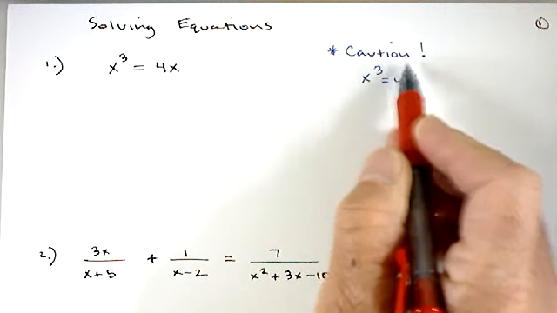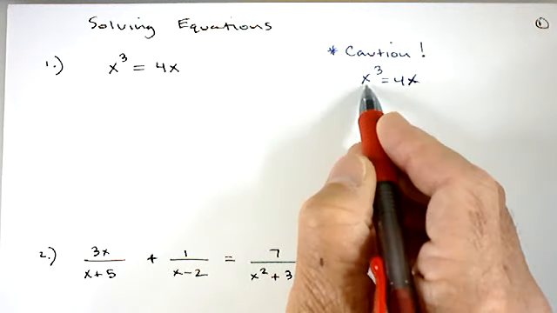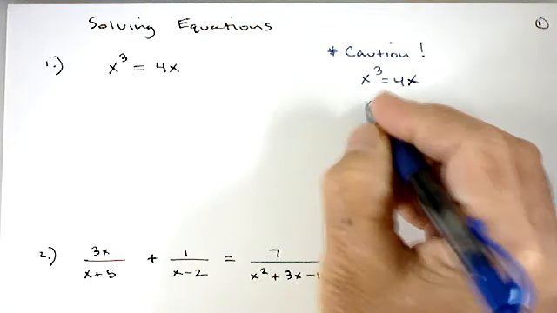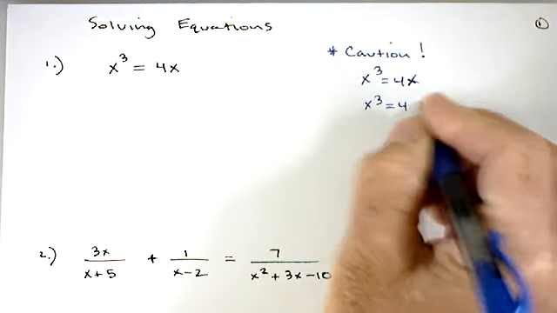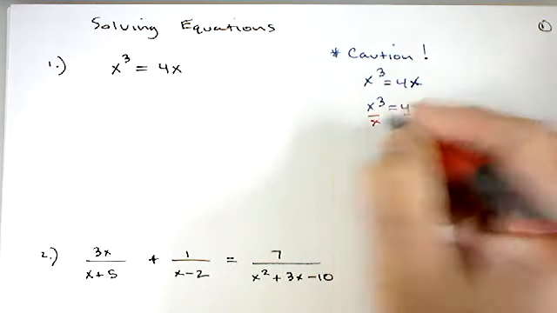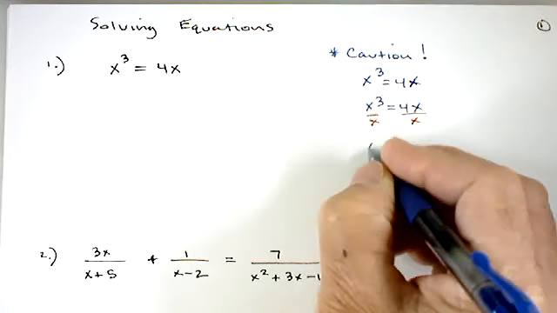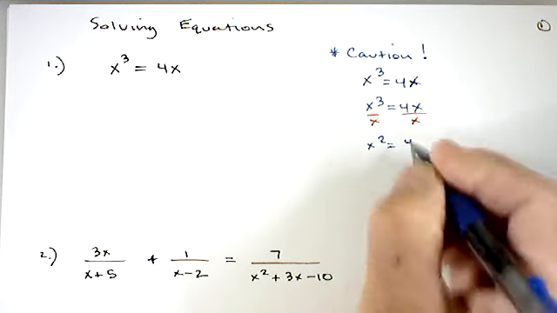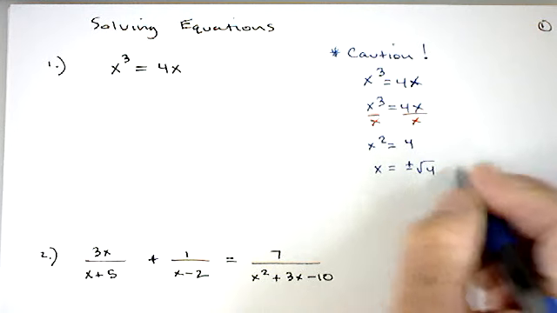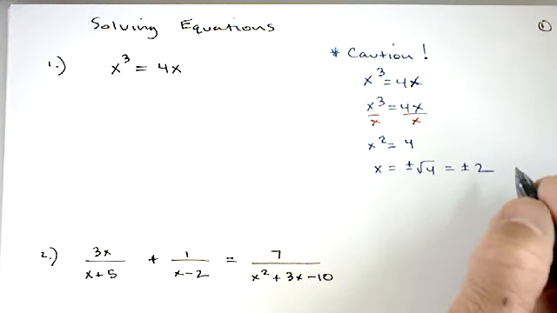So over here, I'm going to say caution. It's very tempting when you see x cubed equals 4x to then take that equation and say, what if I just divide both sides by x? And that gives me x squared equals 4. And then I know there's going to be two answers, plus or minus the square root of 4. So I get plus or minus 2.